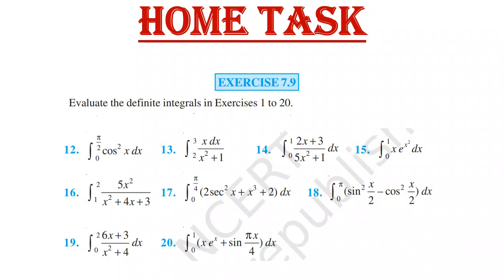So from exercise 7.9 I have done 13, 17 and 20. So the rest you try by yourself.